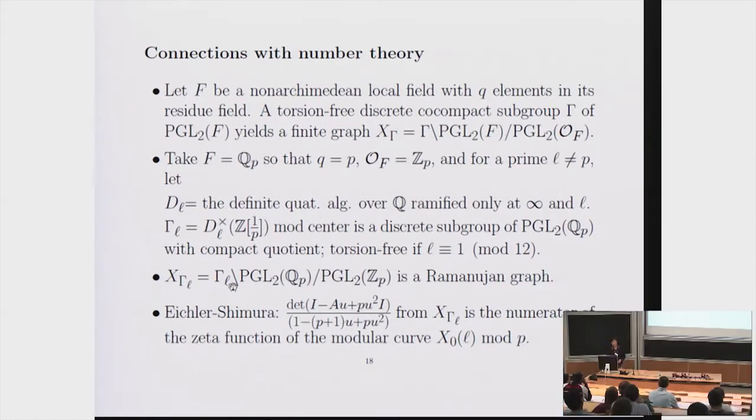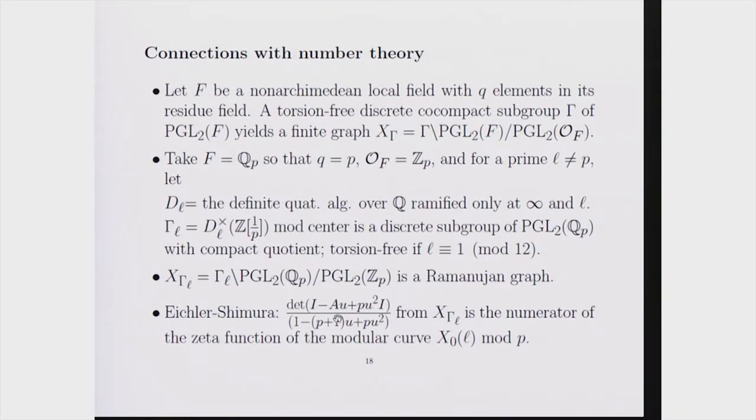But the interesting thing is that I just look at this graph. I look at its zeta function, and its denominator is the determinant of 1 minus adjacency operator u plus pu squared identity. So I remove the factor coming from the trivial eigenvalue. Then what remains are those corresponding to the non-trivial eigenvalues of this graph. And it's a result of Eichler-Shimura saying that this polynomial actually is the numerator of the zeta function of a curve, the modular curve X_0(L) modulo P.